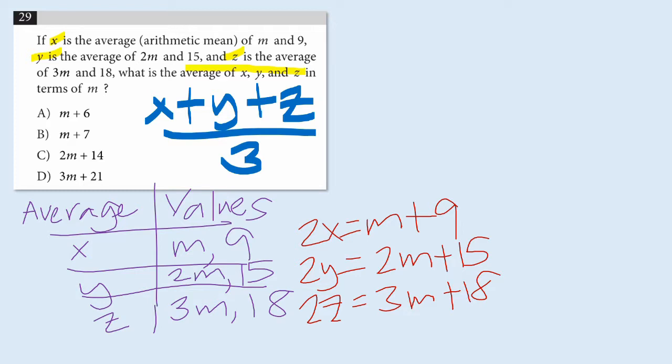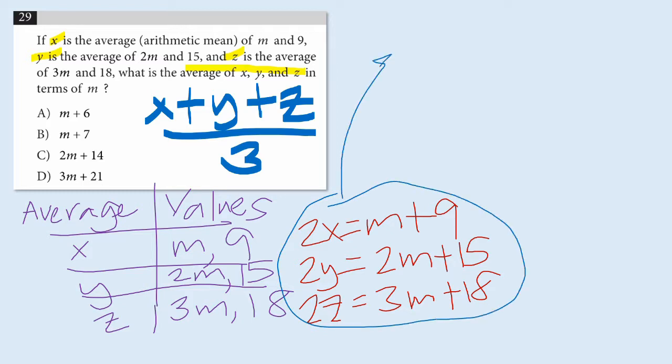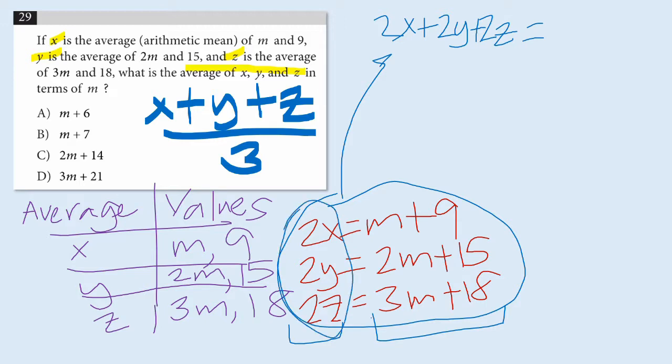So far, I have all of this information. Well, let's total what we have on the left and total what we have on the right. So 2x plus 2y plus 2z must equal the sum of all those things on the right of the equations.